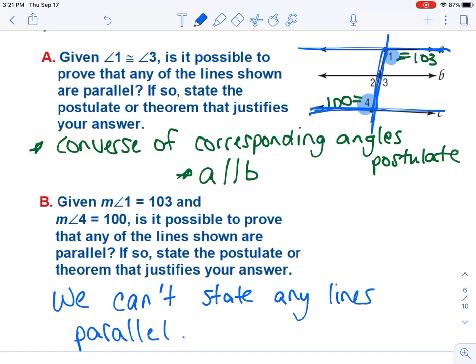Because we don't have congruence. We can say angle 1 is not congruent to angle 4.